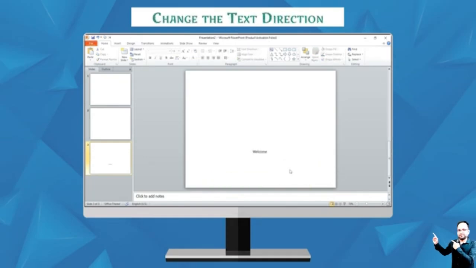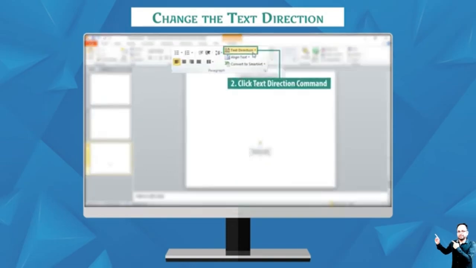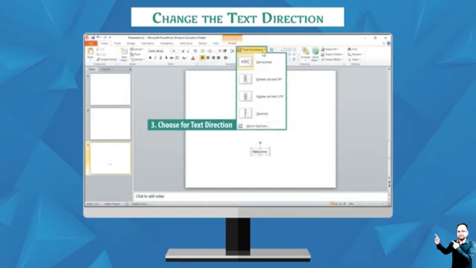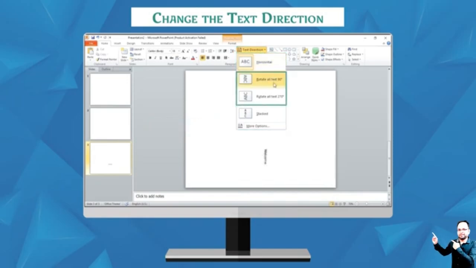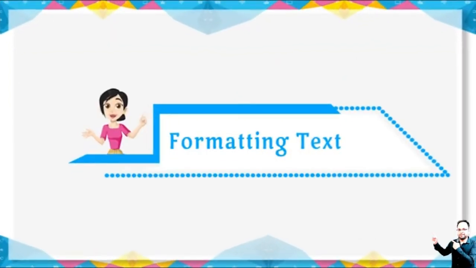Change the text direction. By default, the text direction is horizontal. But if we want to change the text direction, then follow these steps. Select the text you want to modify. Click the text direction command in the paragraph group. A menu will appear. Choose from the direction of the text to be horizontal, rotated, or stacked.